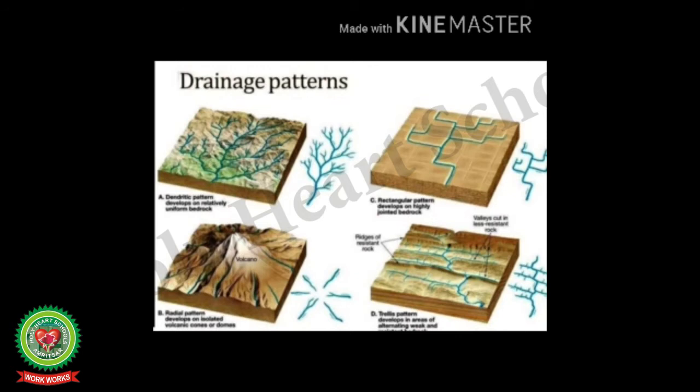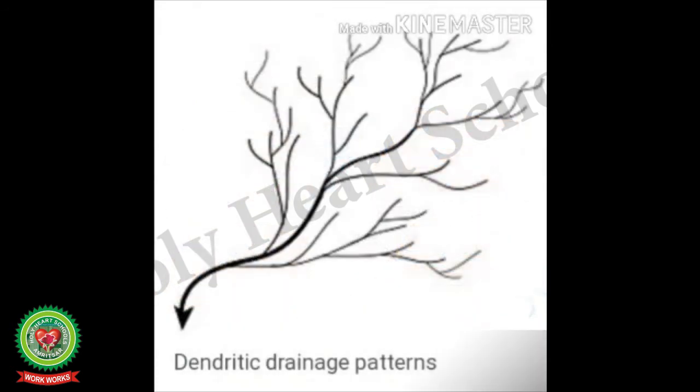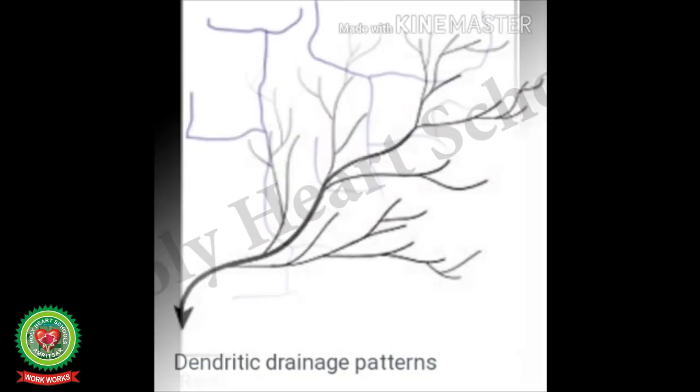Number one is dendritic drainage pattern. The dendritic pattern develops in a region which is made up of rocks having uniform structure. The river and its tributaries make a pattern like the veins of a leaf. Next is trellis. The trellis drainage pattern develops in a region which is made up of alternate belts of hard and soft rocks, all of which dip in the same direction and which lie at right angles to the general slope, below which the main river flows.